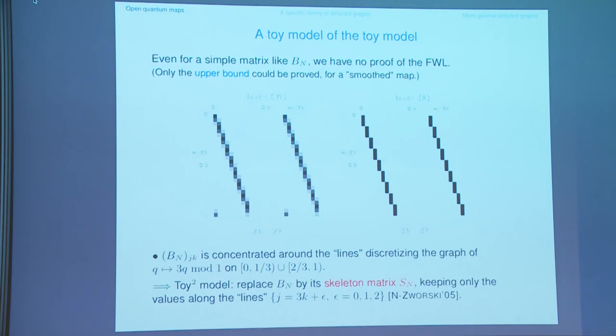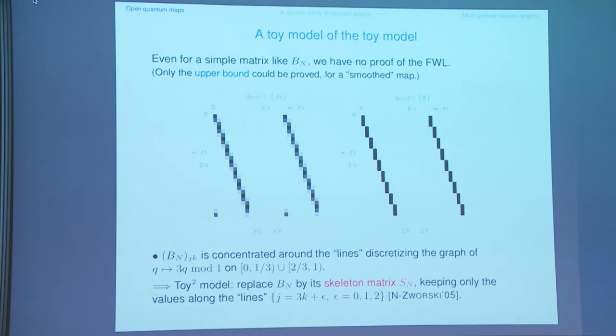So we just decided to remove all the entries which are not exactly on these tilted lines here. That is, keep only the black ones and kill the other ones, even though they are not so small. Okay, they should be gray here instead of white, but on the board we can just see white. Let's erase all these gray entries and keep only the skeleton. We could call it the skeleton of the matrix.